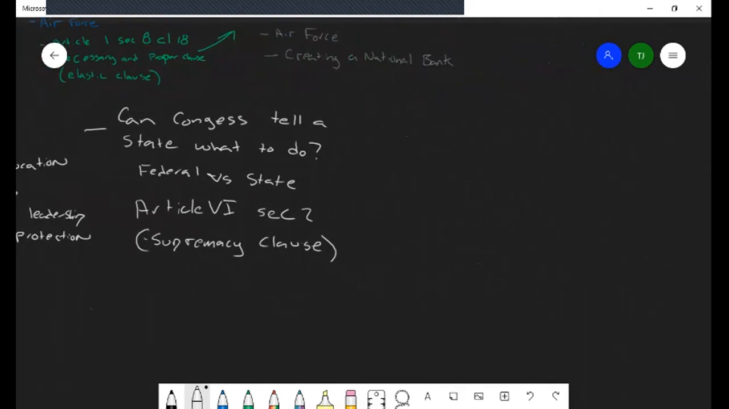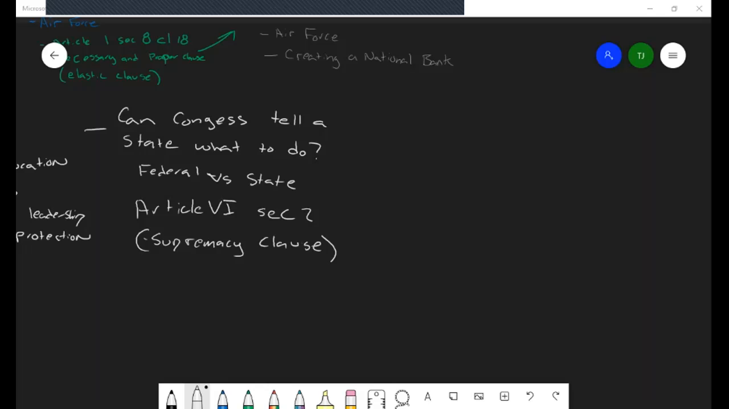Okay, I'll read it for you. This Constitution and the laws of the United States which shall be made in pursuance thereof, and all treaties made or which shall be made under the authority of the United States shall be the supreme law of the land, and the judges in every state shall be bound thereby, anything in the Constitution or laws of any state to the contrary notwithstanding. Okay, so what does this really mean, this whole idea of the Supremacy Clause?